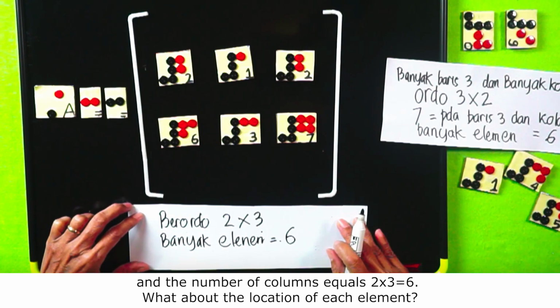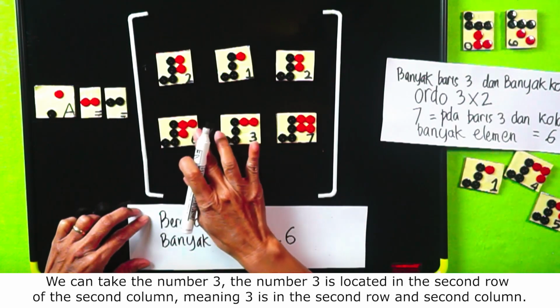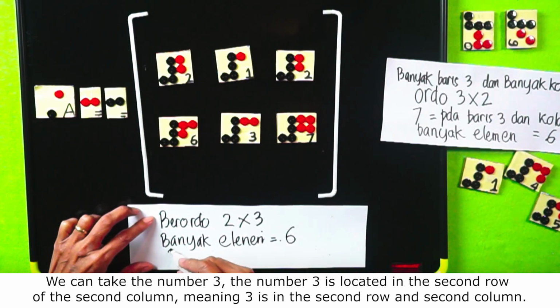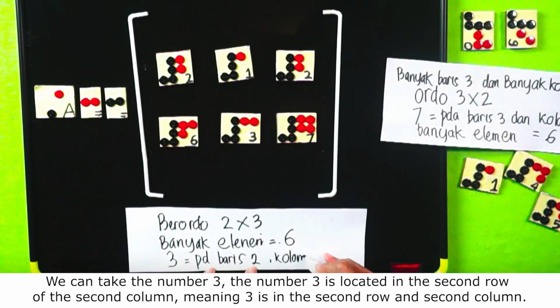Bagaimana dengan letak masing-masing? We can take the number 3. The number 3 is located in the second row of the second column. It means 3 is in the second row and second column. Berarti 3 itu pada baris kedua dan kolom kedua.